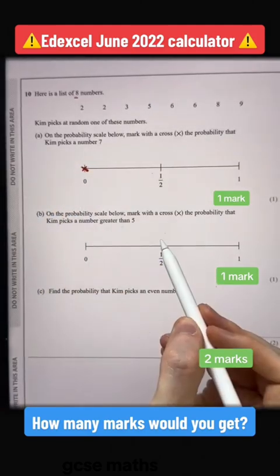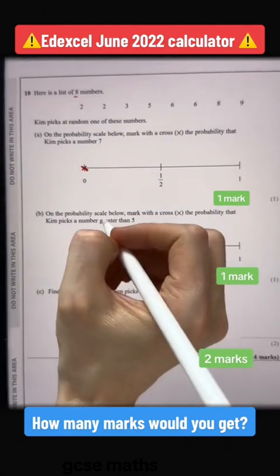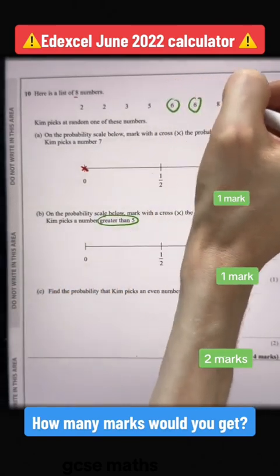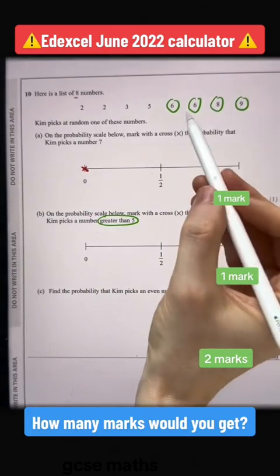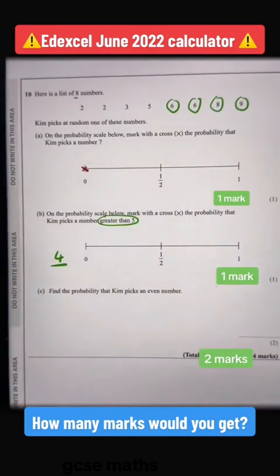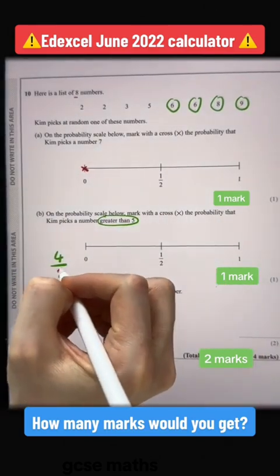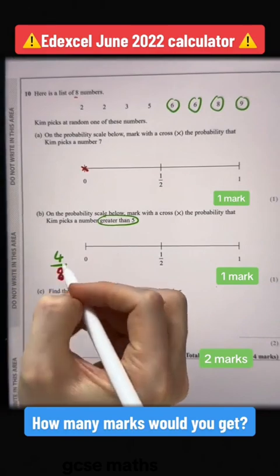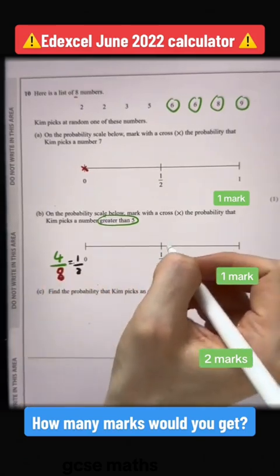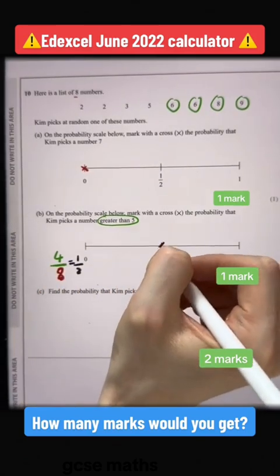Part B. On the probability scale below, mark with a cross the probability that Kim picks a number greater than 5. Well, the numbers greater than 5 are 6, 6, 8, and 9. I've got 1, 2, 3, 4. So Kim's got 4 chances out of, in total, 8 numbers. So 4 of 8 of getting a number greater than 5. And 4 of 8 will simplify down to be a half. Again, we can put it into a calculator if necessary. So on my probability scale, at a half, I'm going to mark with a cross.